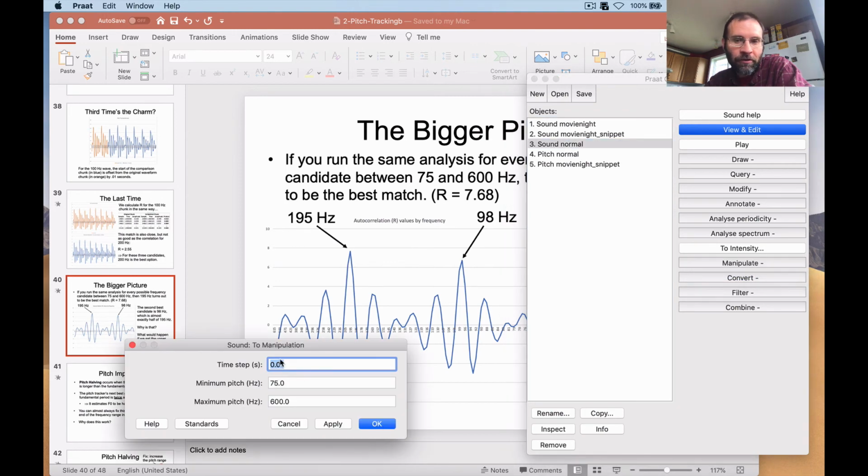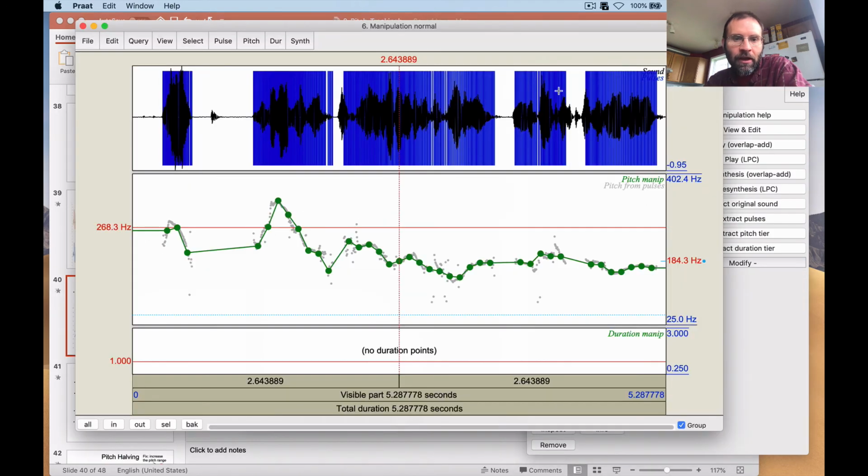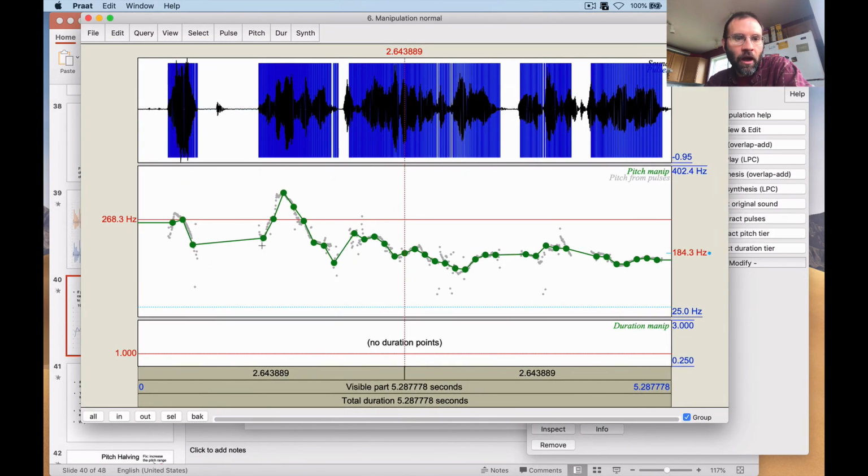So we'll go change this sound to a manipulation object. It wants to make the time step 0.01. We'll make that 0.1 to make it a little more manageable. And now we get this, which is an abstracted pitch contour.